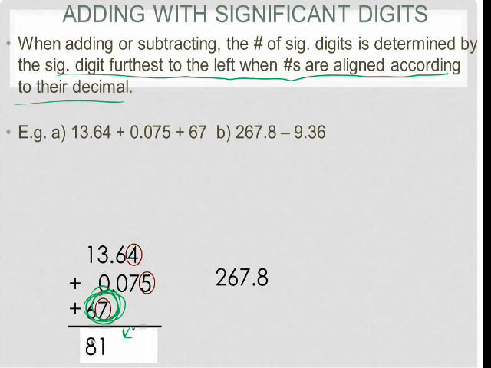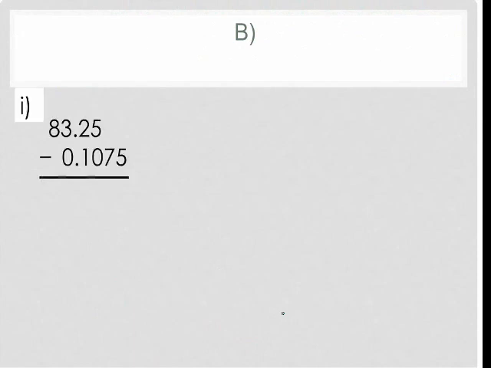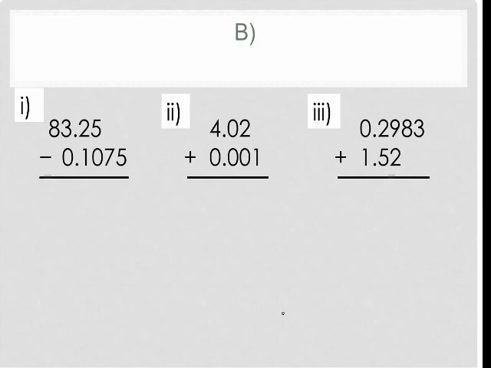The next problem, 267.8 minus 9.36, is going to be 258.44, but as we see, the 8 is the fewest one, so that means we're going to have one significant digit after the decimal place, and we're going to round down, and we're going to get 258.4. So we don't need anything else. That's as significant and precise as we can get. So some other ones, let's try this. Try this at home, and let's see what we get. So stop the video, try it at home, and we'll look at what our answers are.